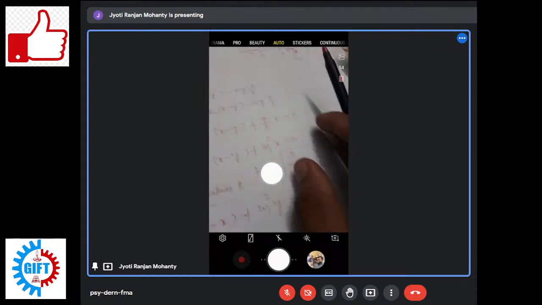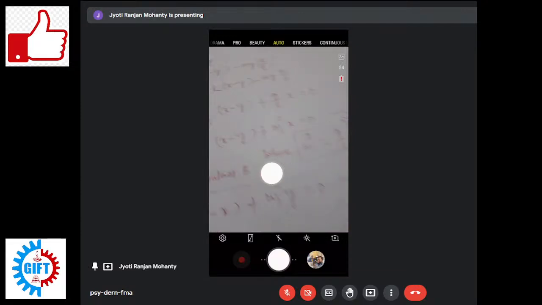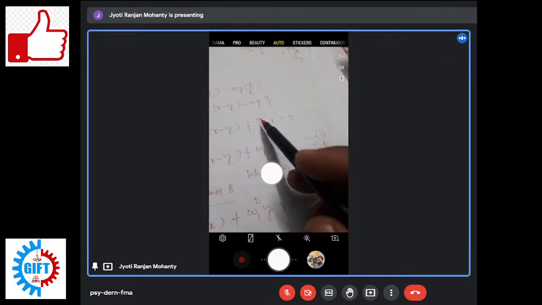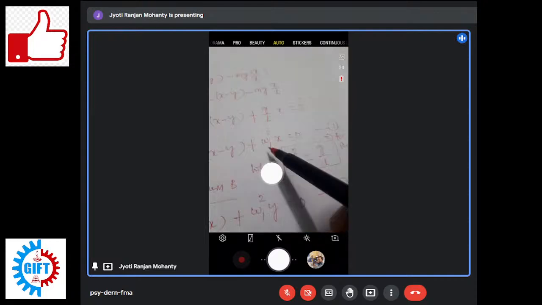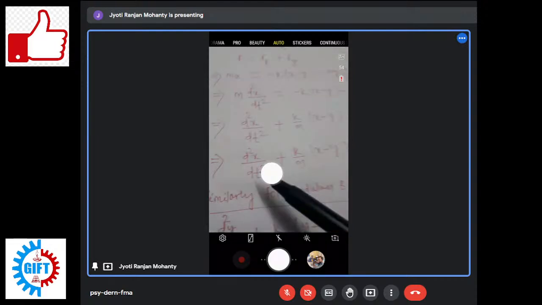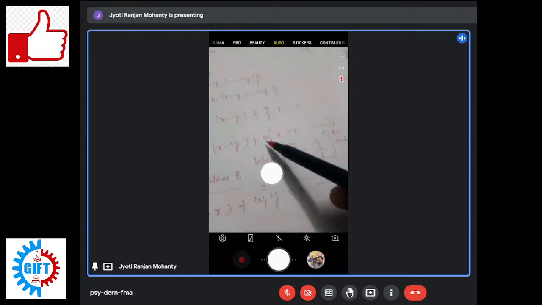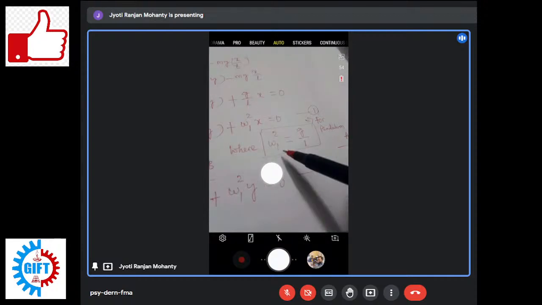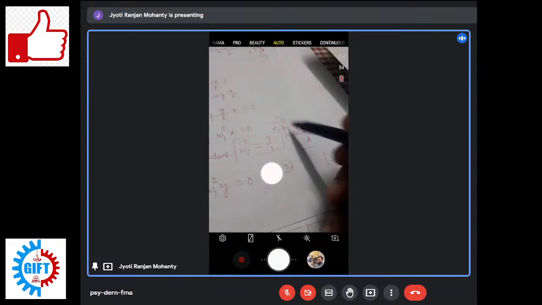Is it visible? Yes, sir. Okay. So g is constant, L is constant, so the ratio gives you a new constant. The new constant I have taken as omega 1 square. So d square x by dt square plus k by m into x minus y plus omega 1 square x is equal to 0, where omega 1 square is equal to g by L. This you give as equation number 1, which is for pendulum A.